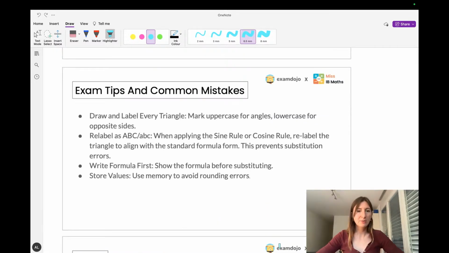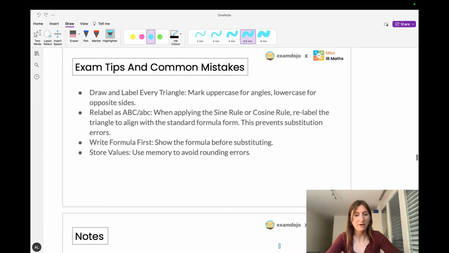Okay, so tips that I think that you should really do every time is to draw and label the triangle, like I was saying. If they are giving you different labels, then relabel it with your ABC. It just really, really helps, and then you don't have to think about it. And always write the formula first, and store values or write out full values or use answers so that you don't round too early in the question. You should only be rounding to 3 significant figures at the end of the question, not during. So make sure you use the whole thing until you've got to that final answer.